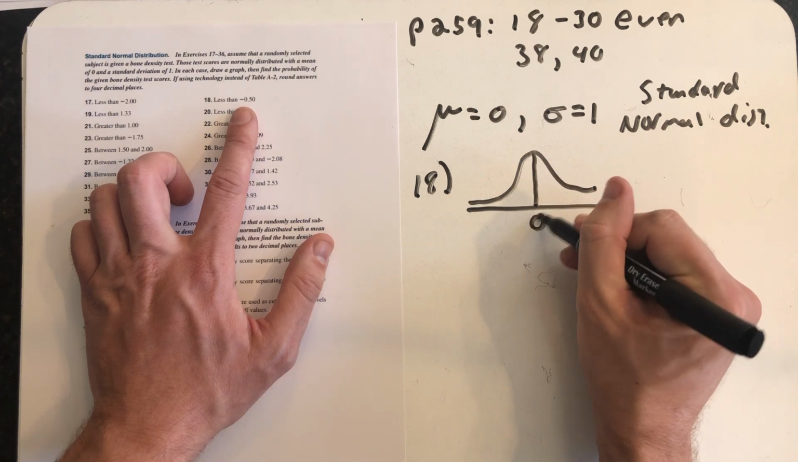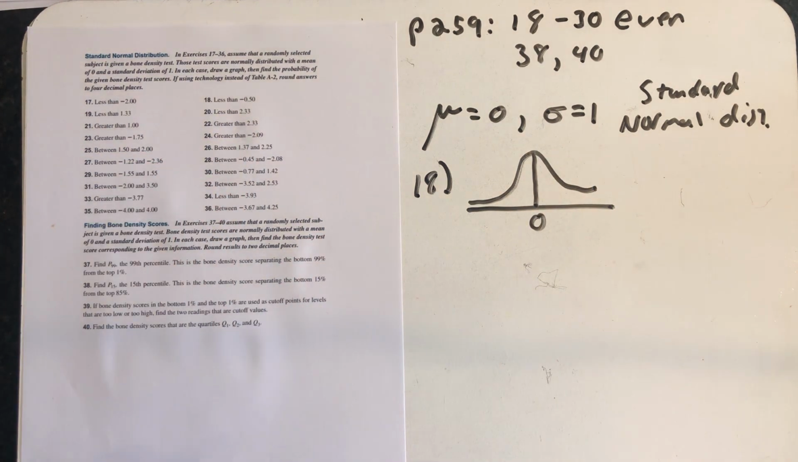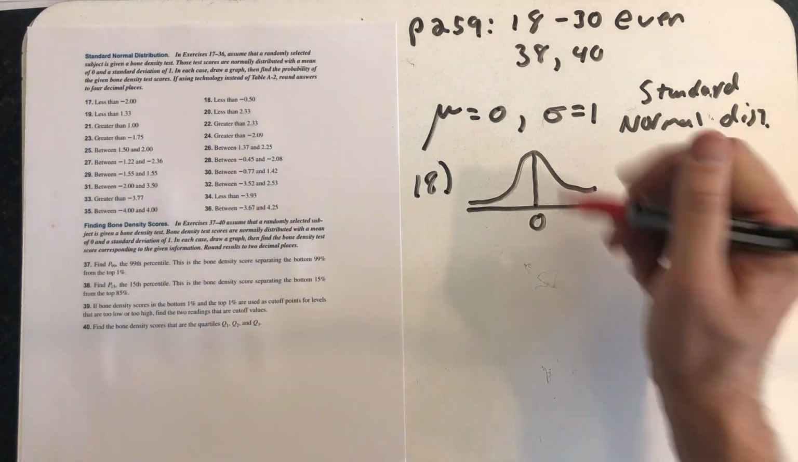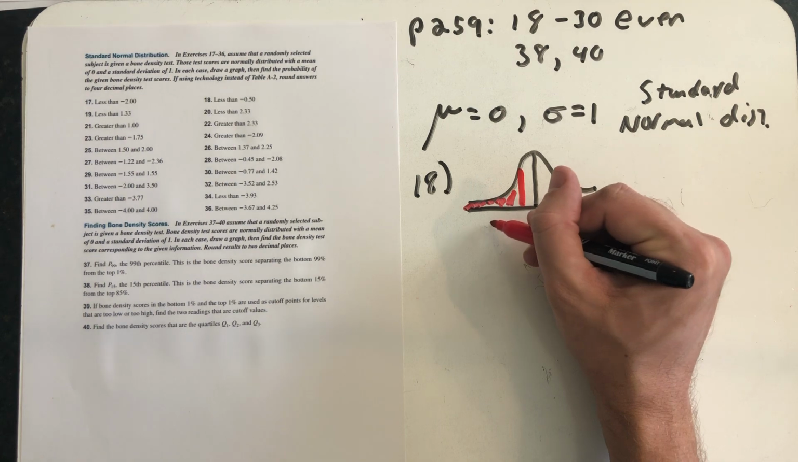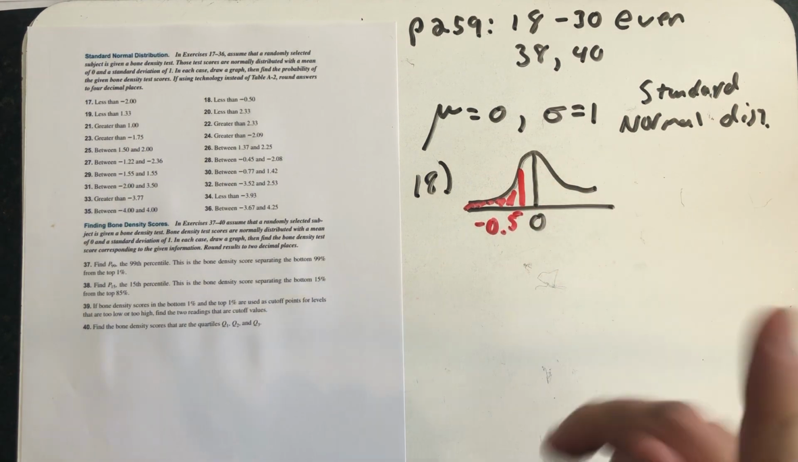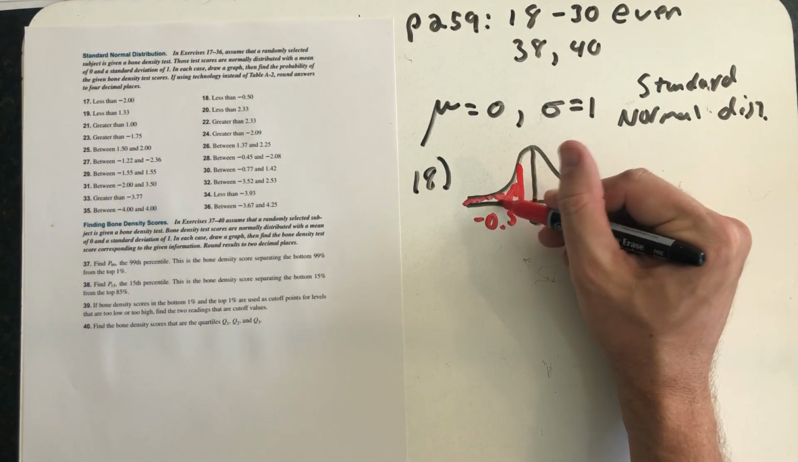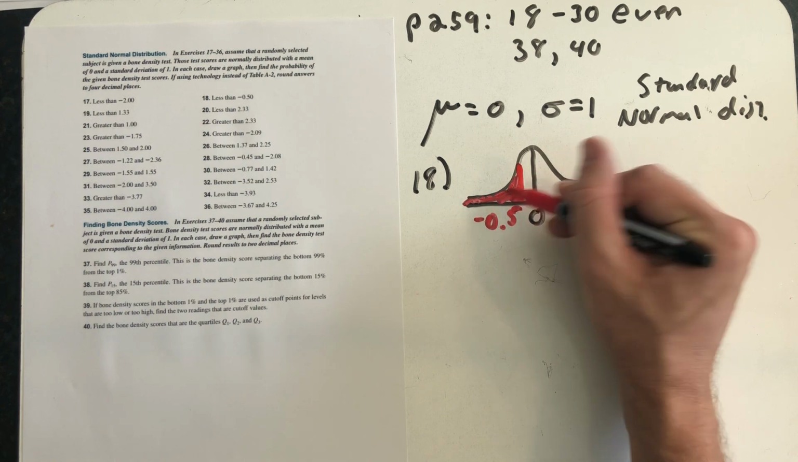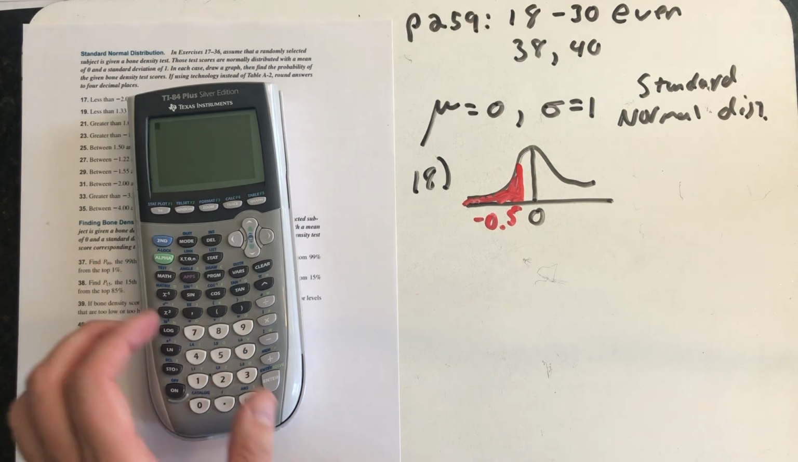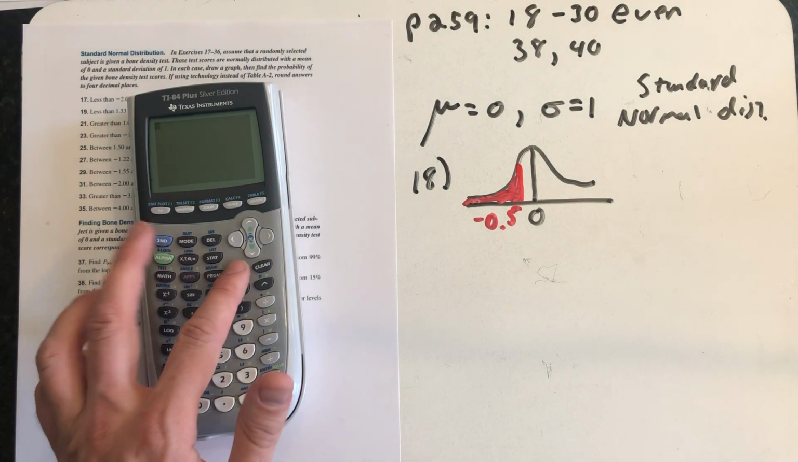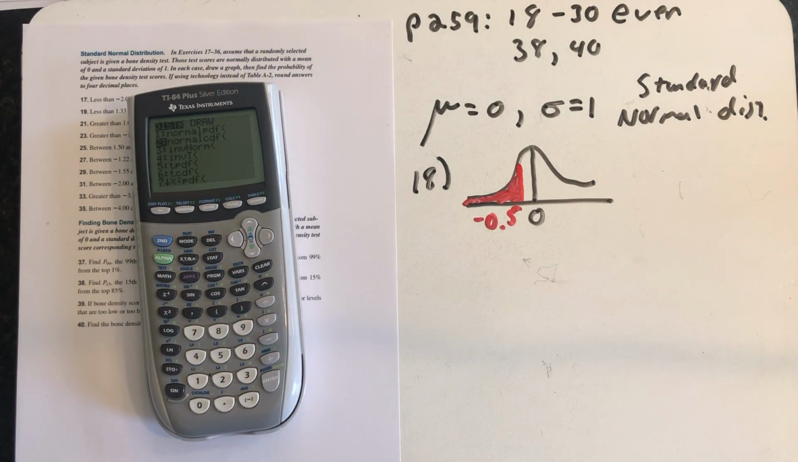I know the mean's always in the middle. So minus 0.5, it's down here somewhere. So I'm supposed to find that shaded area because we remember that the probabilities are really these areas under the curve. All right, well, I need to use a function in the calculator to do that. And that function is Normalcdf, found by pressing second vars, and then it's the second option, Normalcdf.